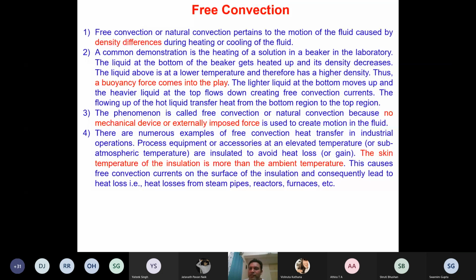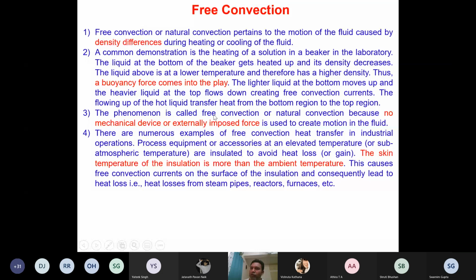So that is what has been written here. So the buoyancy force comes into play in such type of things. The phenomenon is called free convection or natural convection, because no mechanical device or external force is imposed here to create a motion in the fluid.